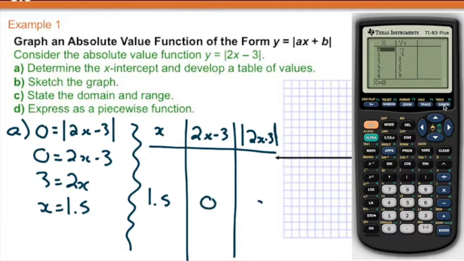That gives us 0 and 0. A couple of points on the left would be 1 and 0. A couple of points on the right would be 2 and 3. And these values for the second column, we just look up from the calculator. So at 0, y is negative 3. At 1, y is negative 1. At 2, y is 1. And at 3, y is 3.